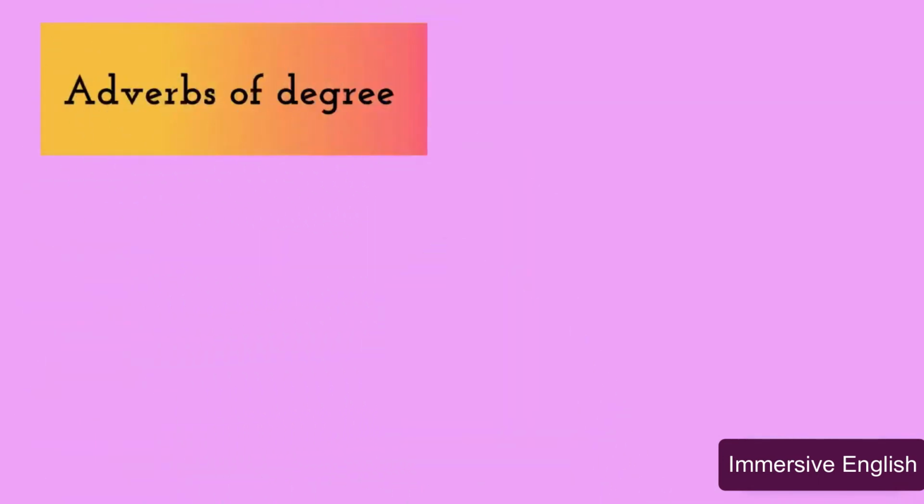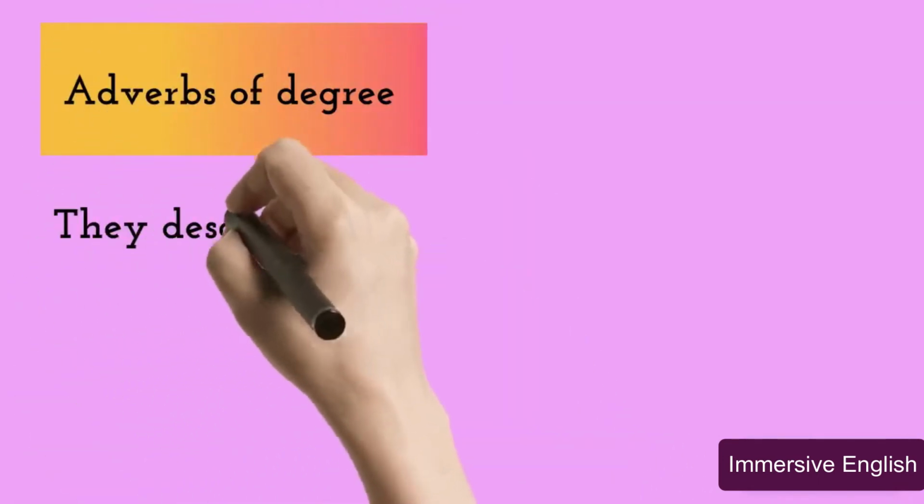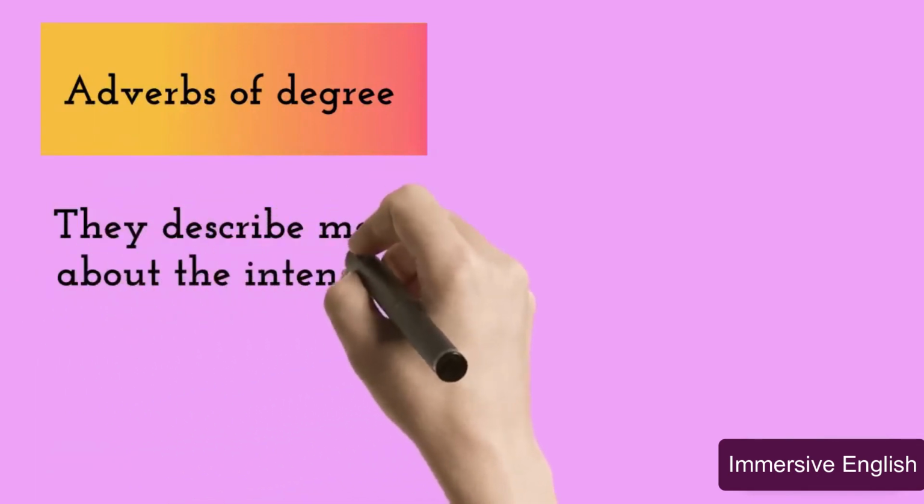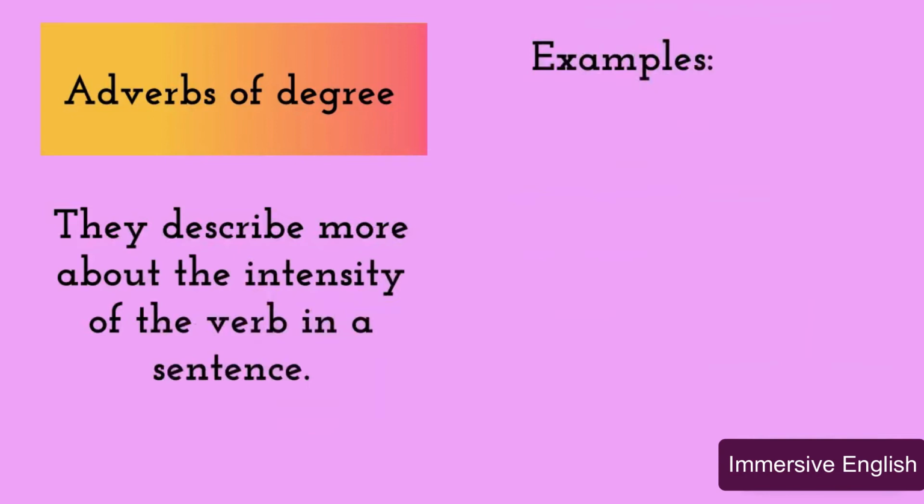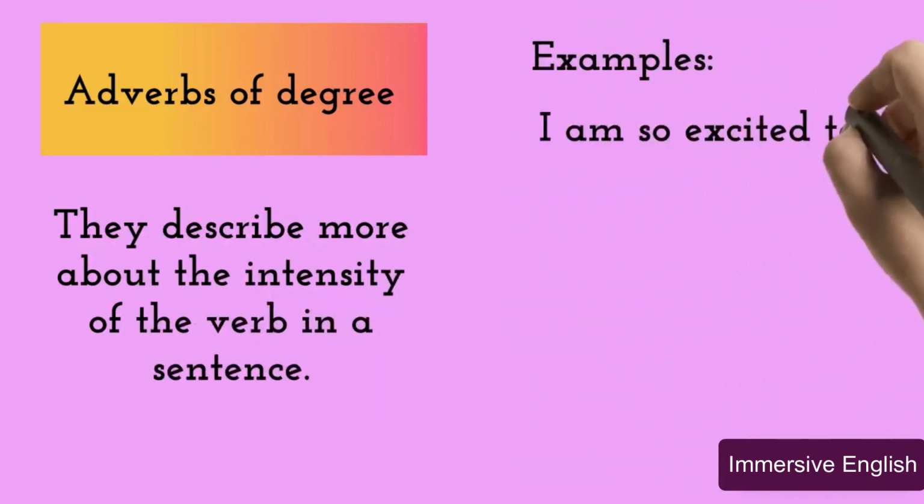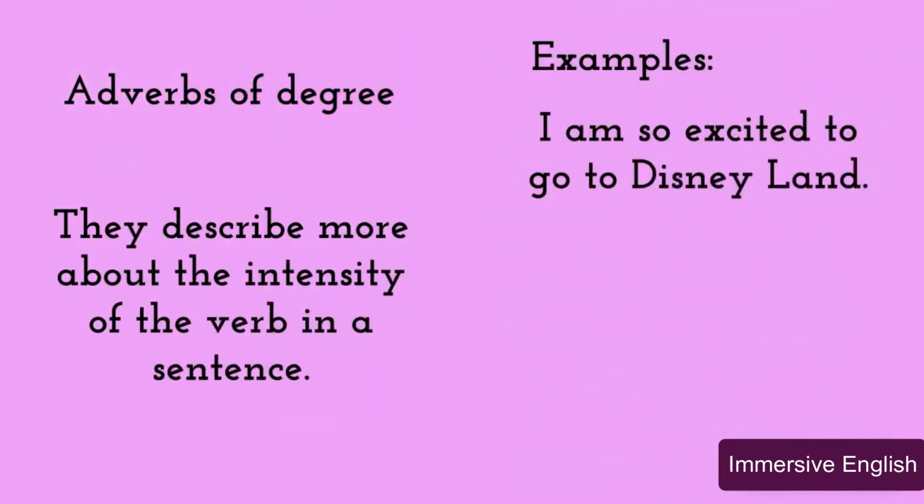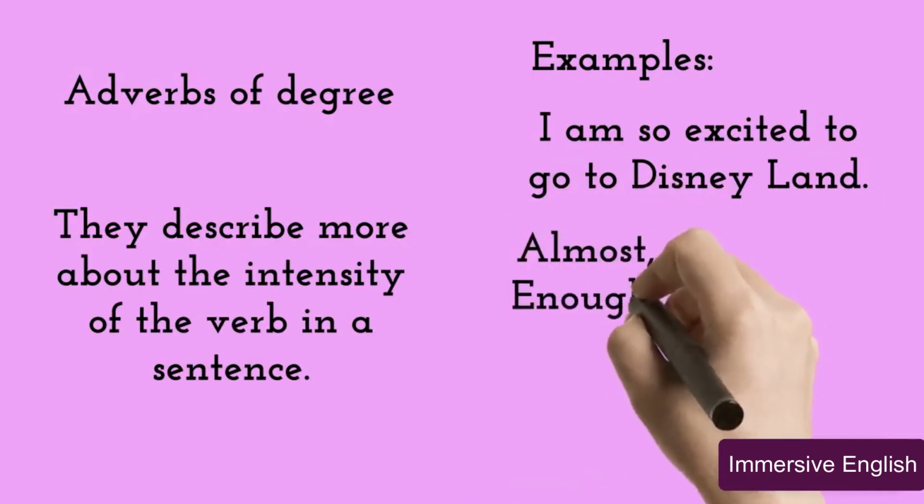Adverbs of degree describe more about the intensity of the verb. They are placed before the word they modify. Example, I'm so excited to go to Disneyland. So is the adverb of degree. And there are other examples in front of you.